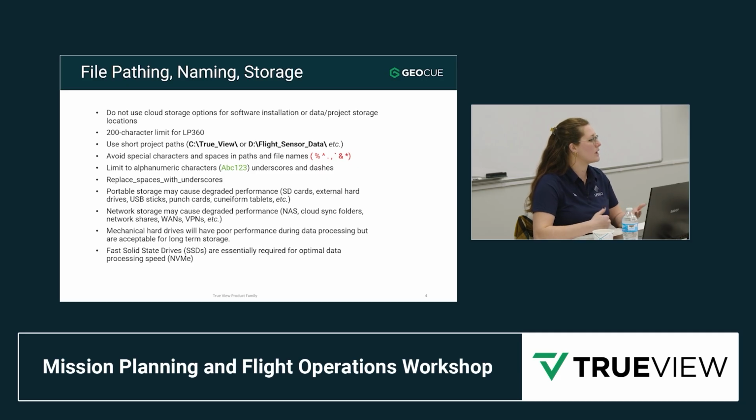Additionally, if you are using a portable storage device or network storage over a long time, you do want to make sure you are checking the performance of those, as it can degrade over time. Mechanical hard drives do have a poor performance during data processing, but they are perfectly acceptable for your long-term storage. Just keep that in mind. We strongly recommend that you get a fast SSD for optimized data processing if you do not already have one.